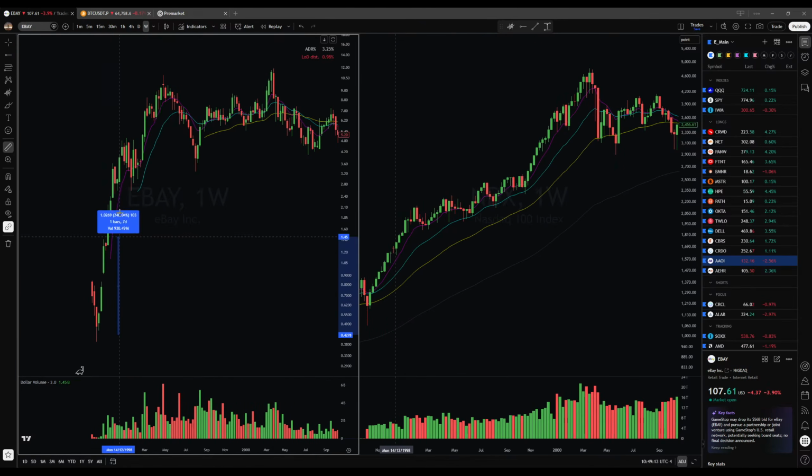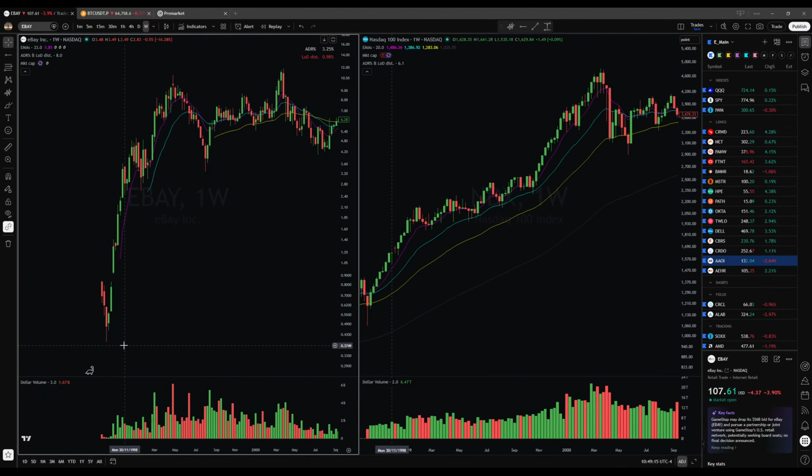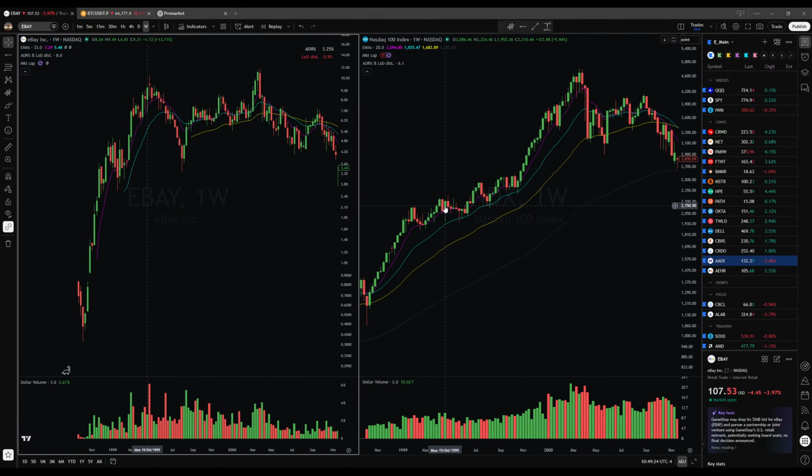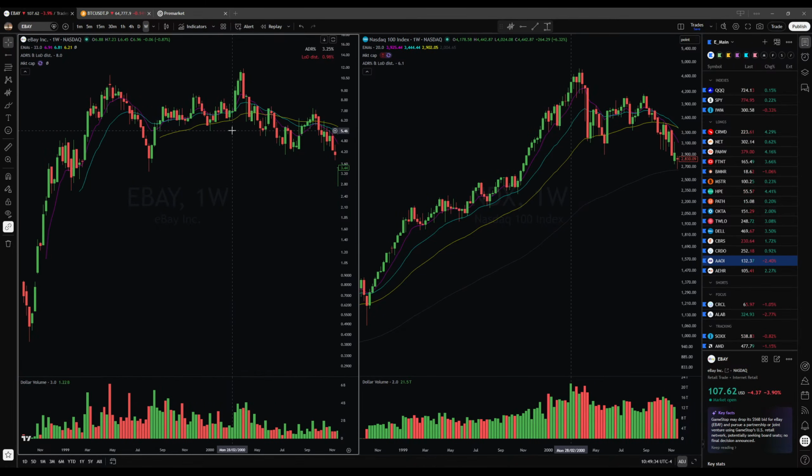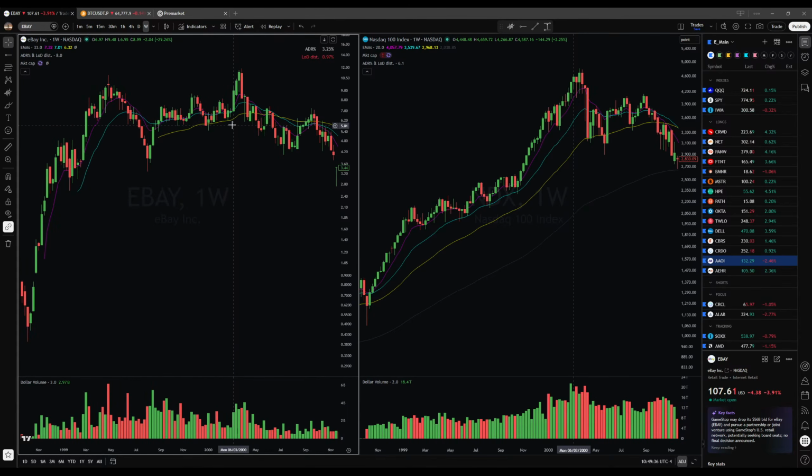So eBay has also made a huge move in late 1998 to early 1999, and then during the choppy period it's going sideways for almost half a year, and then gets a pretty decent weekly breakout for 3 months, and then a huge reversal candle. And yeah, this one aligns with the Nasdaq top.